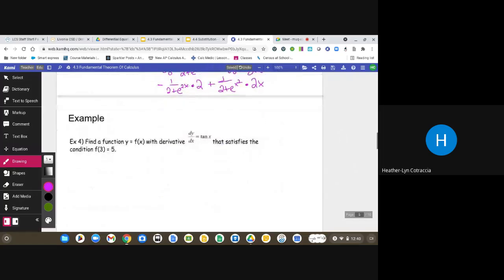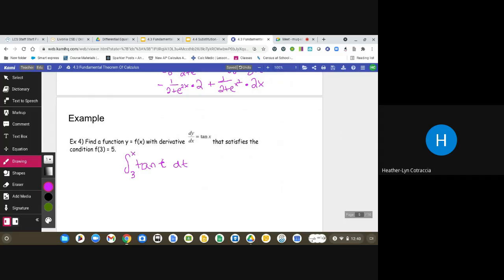This one right here is my least favorite type of question. You'll see why in a moment, because there's no real answer to it. In the end, you're going to end up with an integral, and most of us want an actual function. So here's the deal. The derivative has to be tangent of x. So I'm going to put a 3 right here, and then an x up there.